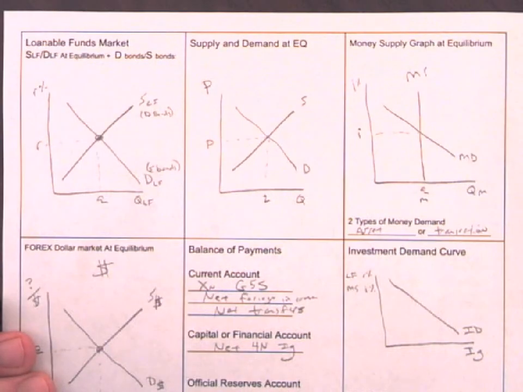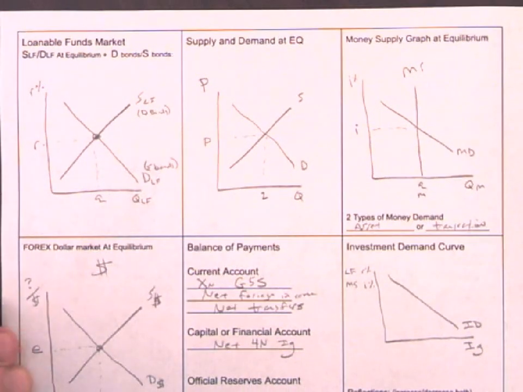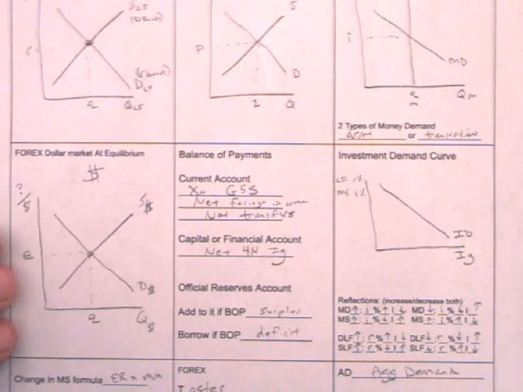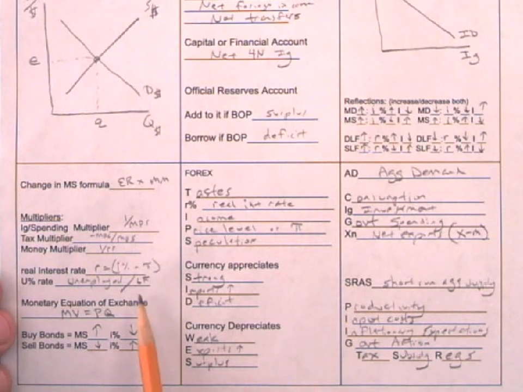I can get a good picture of this, that way you can pause it when you need to go through. Loanable funds, supply and demand, money market, foreign exchange, balance of payments, investment demand, all of our formulas and multipliers, all of our shifters of foreign exchange, or shifters of our aggregates.